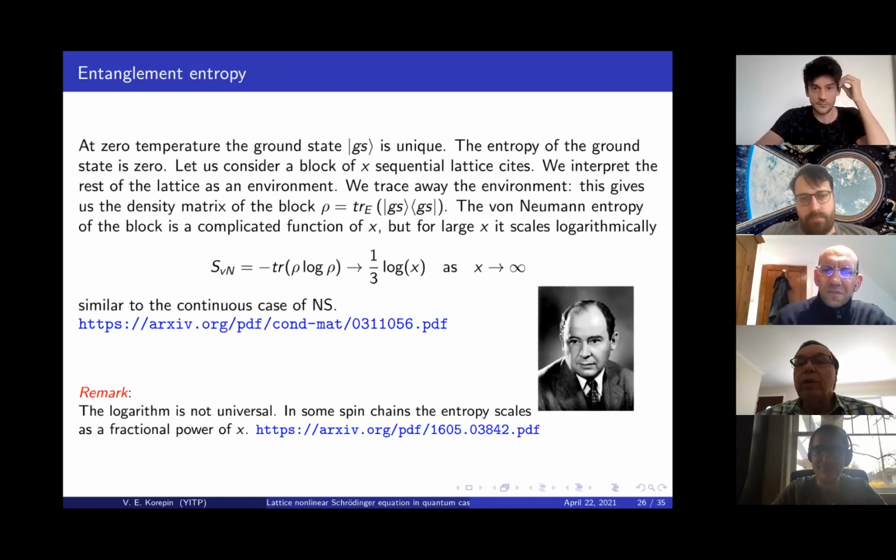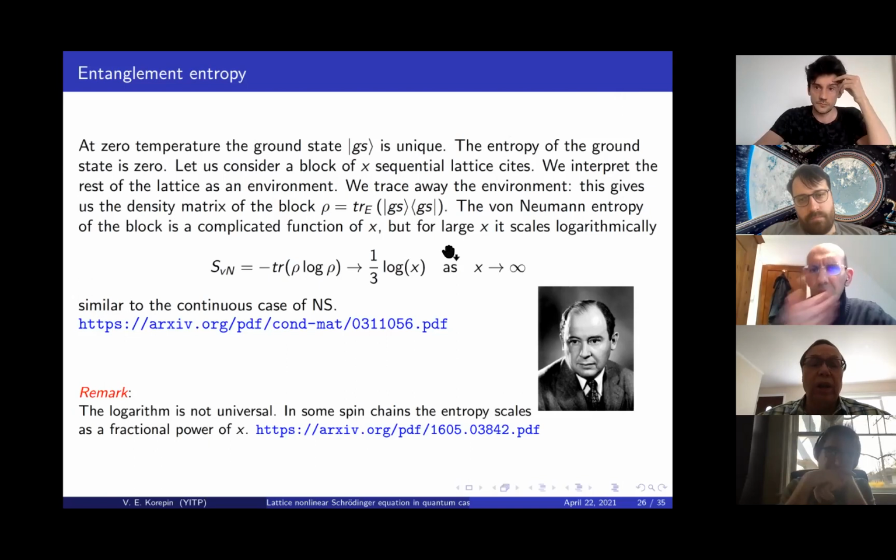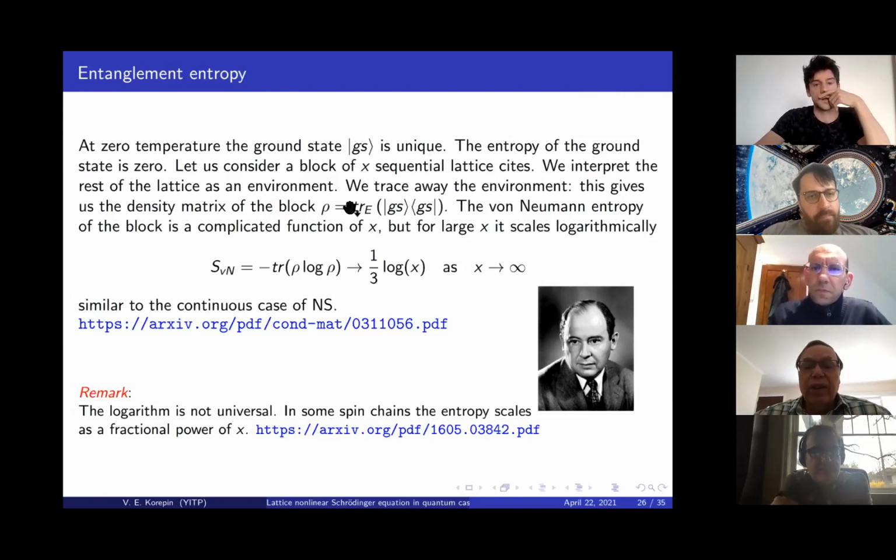Now zero temperature. Let's come back to zero temperature. At zero temperature, the ground state is unique, so the entropy of the whole ground state is 0. On the other hand, if I take a block of X sequential lattice sites, then the entropy of this block is non-zero. And this is the von Neumann entropy. The density matrix is described like this: I take a projector of the ground state and I trace out the environment, that is, all the lattice sites outside of that block of X sequential spins. So with the density matrix, I calculate the von Neumann entropy. The result is a very complicated function of X, the size of the block, but for large X, it scales logarithmically. 1/3 log X, this is a famous formula by now, and it's the same as in the continuous nonlinear Schroedinger.